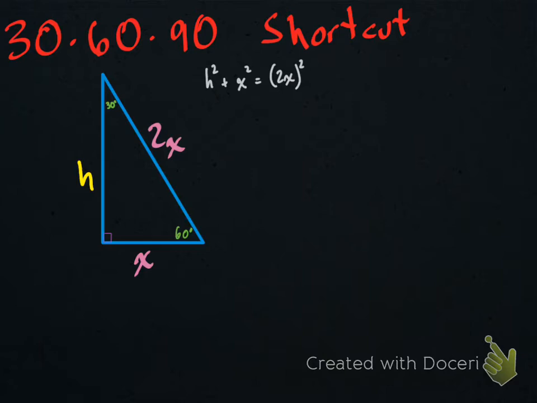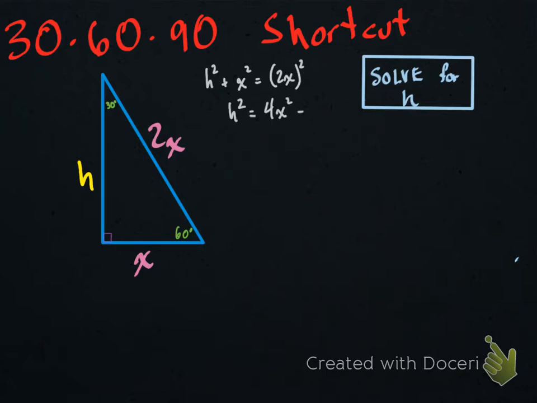So if you take that equation right there, what we're going to do is solve that equation for h. That will give us an expression for that third side, the longer leg, in terms of x. So this is an easy thing to go through. I think if you're familiar with basic algebra, you don't have too much trouble with this. 2x squared is 4x squared. And so if I subtract x squared from both sides to get the h by itself, I get h squared equals 3x squared.